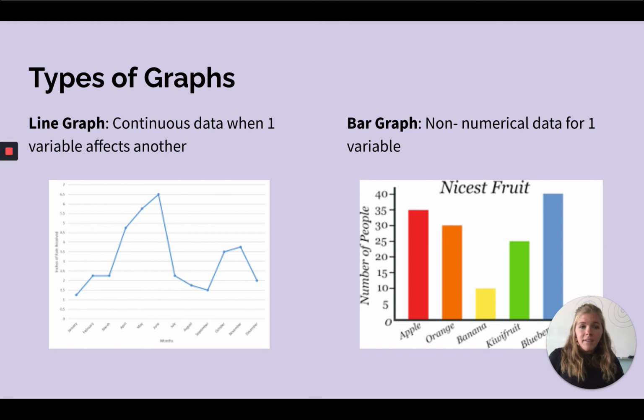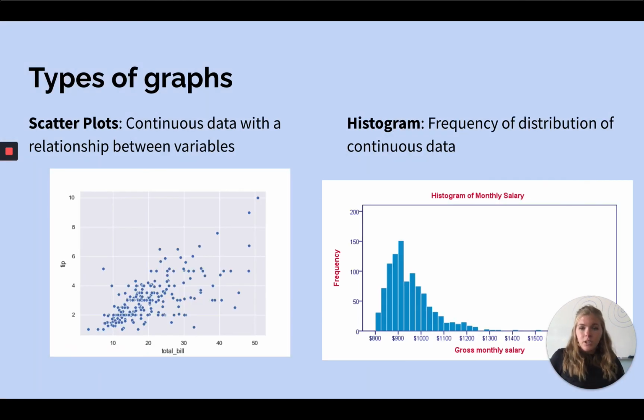A bar graph is when you have non-numerical data for one variable. So notice in this example, you have the favorite fruit. The apple is the non-numerical data, where the number of people is the numerical data. You can use a scatter plot when there's continuous data within a relationship between variables. So the total bill versus the tip.